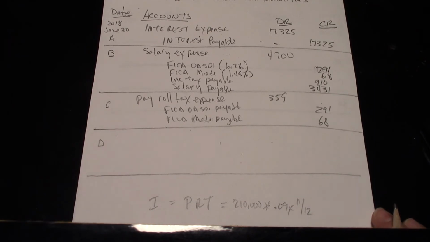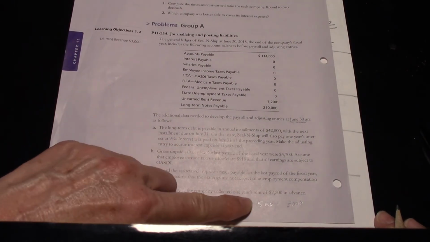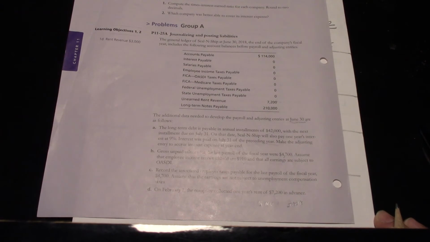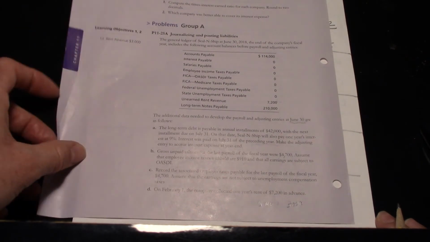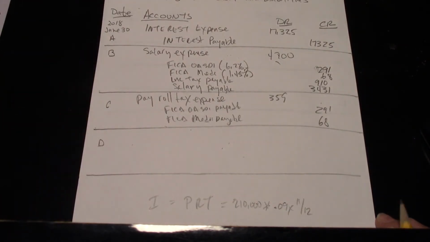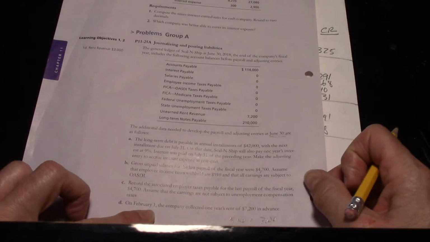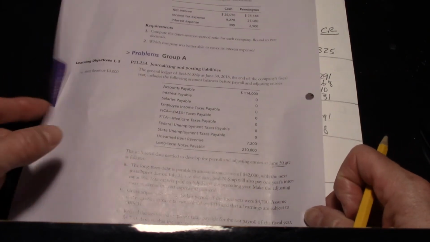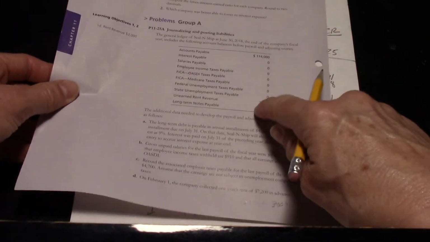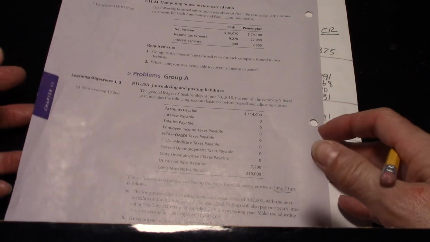All right, the last thing. Company collected 1 year's rent, 7,200 in advance. Apparently this company, Seal and Ship, rents out some space or warehouse, and whoever they rent it to gave the cash in advance. In February, they gave us 7,200, and that's what's still on the books, so we haven't done any adjusting entries.